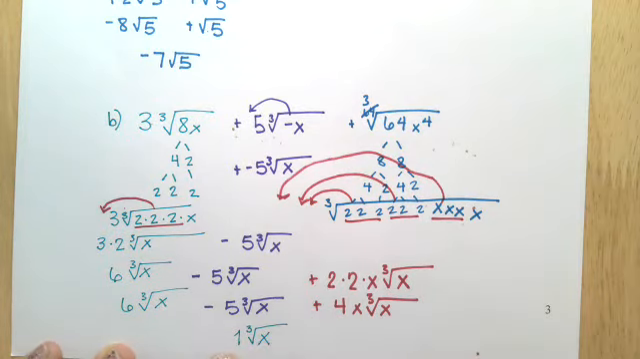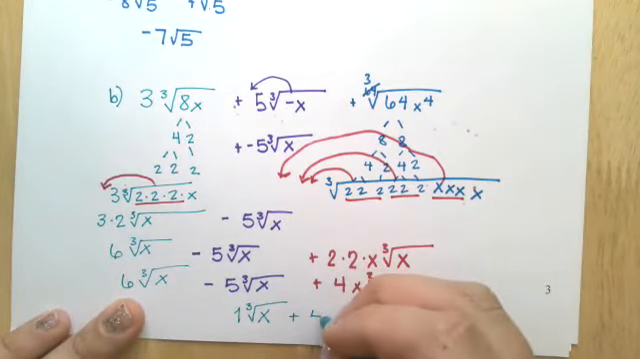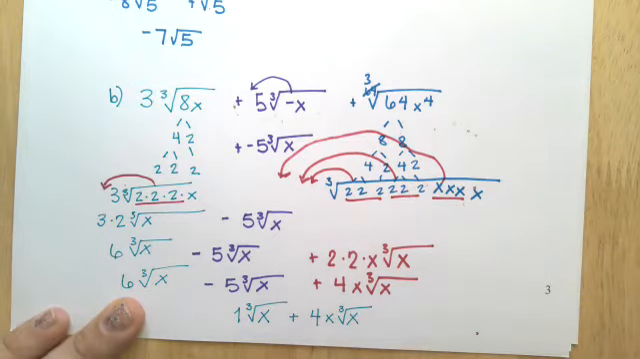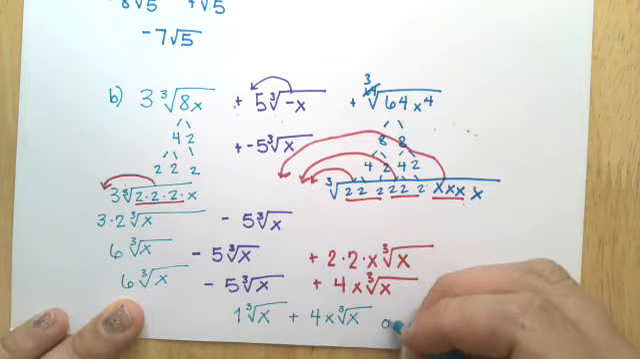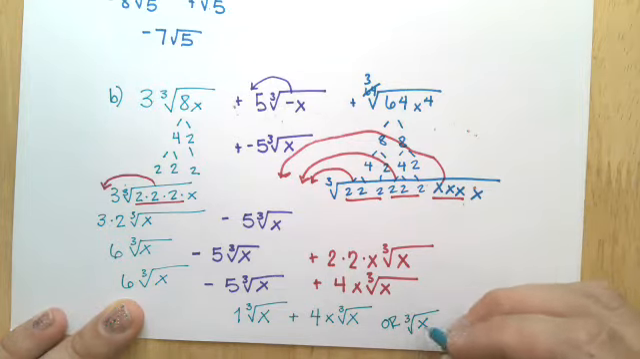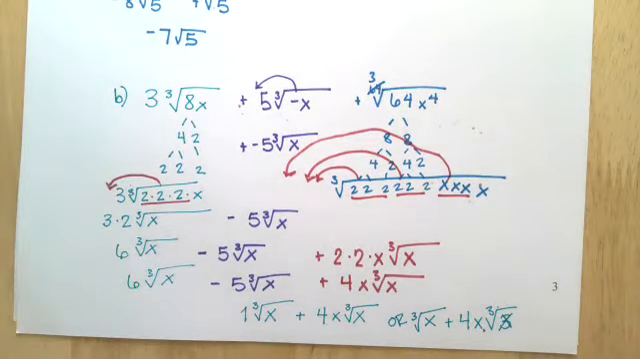You didn't need the 1. You could just write the plus 4. So you could say 1 cubed root x plus 4x cubed root x, or cubed root x plus 4x cubed root x. That's your final answer. Either of those is your final answer. Okay.